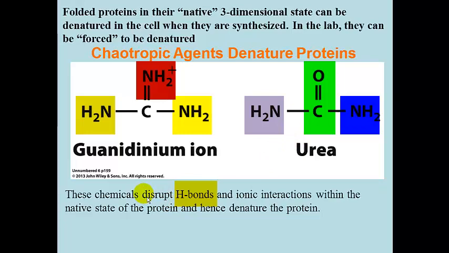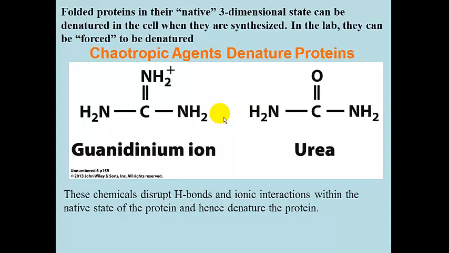So a protein that's folded, one of the tertiary structural determinants that allows or drives the folding are hydrogen bonds. And what you do upon exposure to these denaturants or these chaotropic agents is that they actually outcompete for the native hydrogen bonds and cause the protein to unfold into more of a random type of conformation.